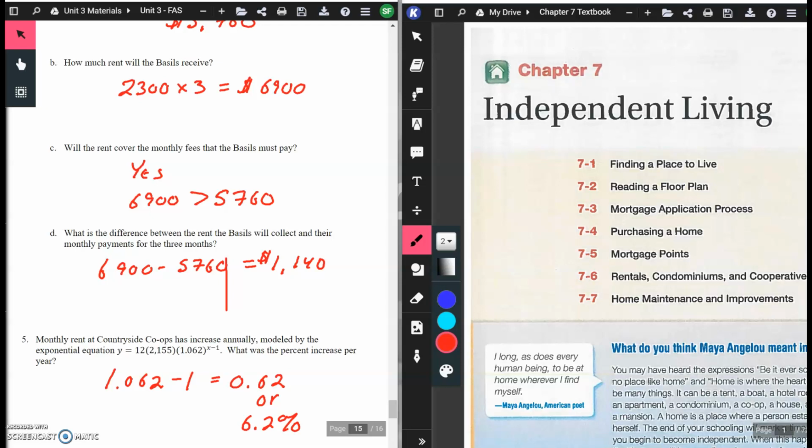Part D, what is the difference between the rent the Basils will collect and the monthly payments? So you just take the money they get, $6,900, subtract off the money that they owe, which is $5,760, and that gives you $1,140 profit.